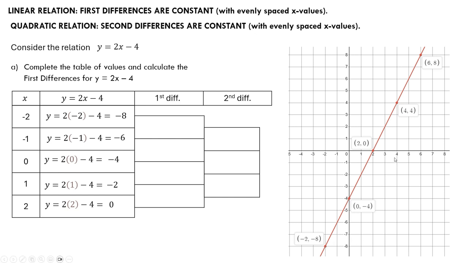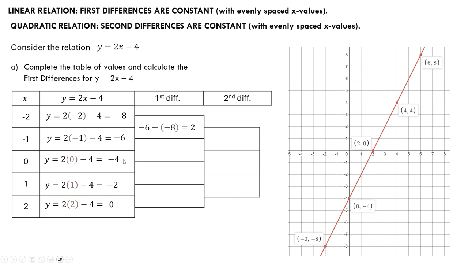And if we plot these points on a Cartesian plane and draw a line through the points, we can see that indeed we have a straight line. Now, I want to look at these y values right here. What we're going to do is calculate the difference between this y value and this y value. So we're going to write a statement that says -6 minus -8 with a result of 2.